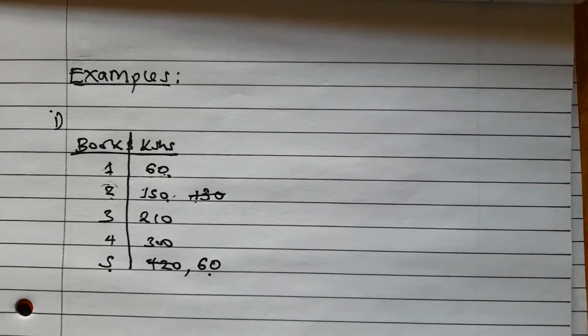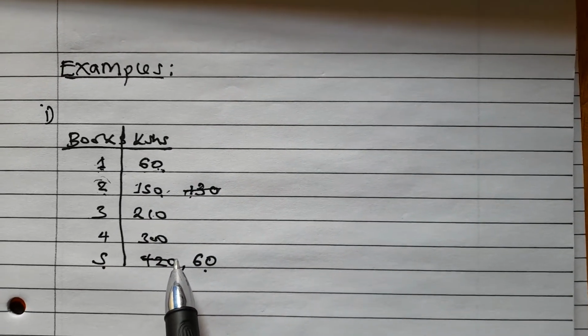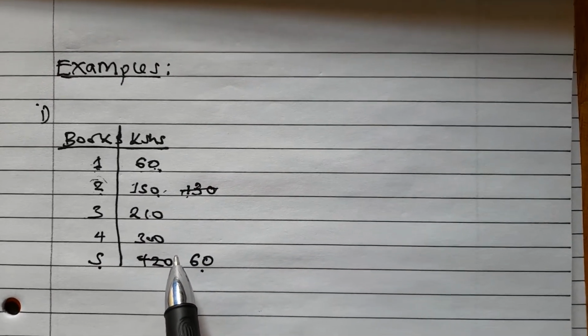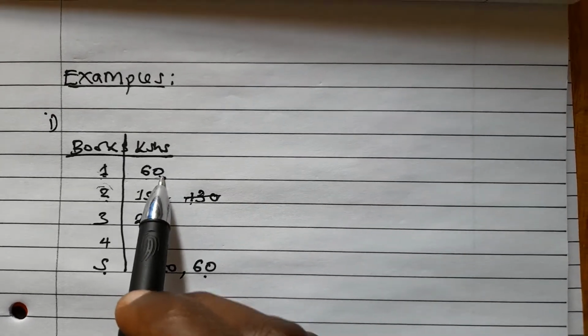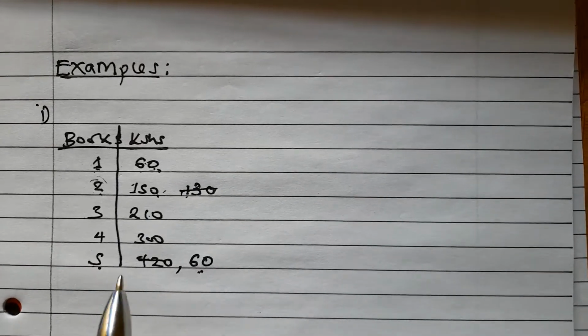The answer is yes, it is a function. Why? Because every type of book, every input, has one and only one price. That is, the prices are 60, 150, 210, 300. Despite the fact that two have the same price, they are from different types. So it is still a function.